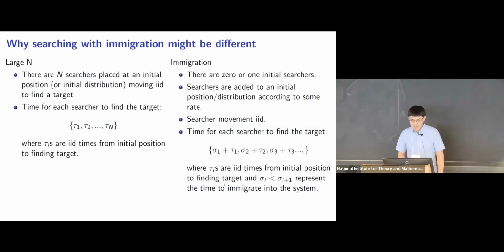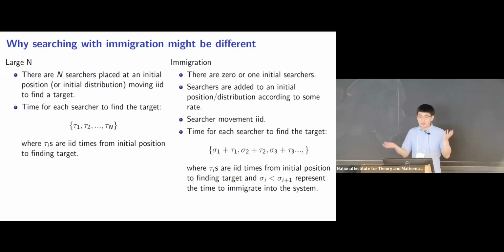Okay, so I just argued why searching with immigration might be the same as large N. Here's why you might think that's different. So just so that we're on the same page, some brief description of these two models. For the large N, you have N searchers. You smack them down in some domain, moving around IID, and you can write down the time for each searcher to find some target in terms of tau. They're all IID. You want to find the fastest, take the minimum, second fastest, second minimum, and so forth.